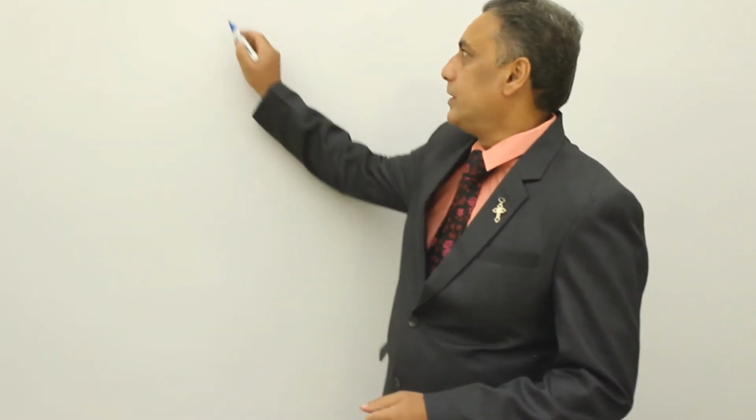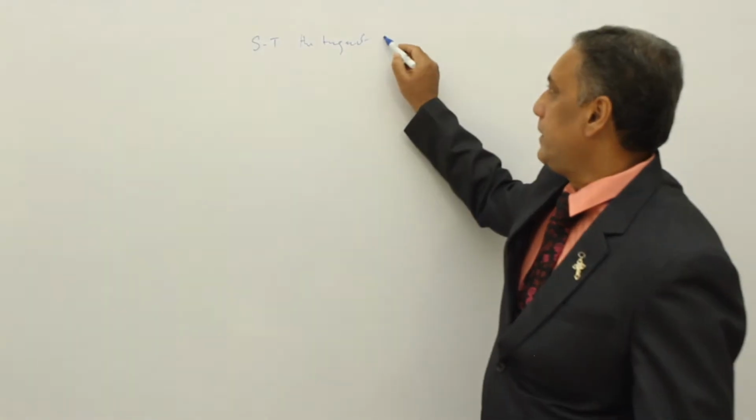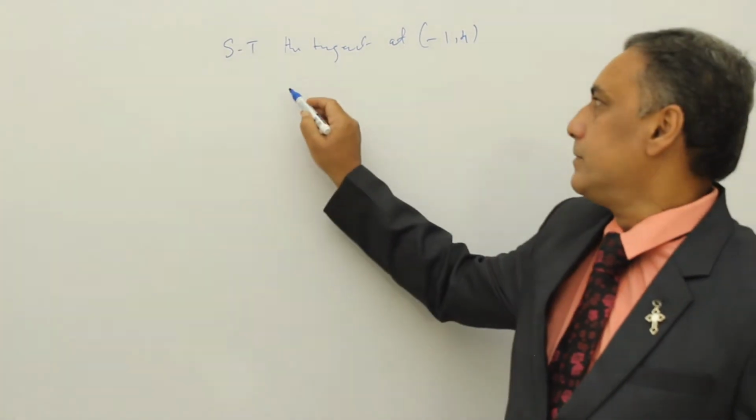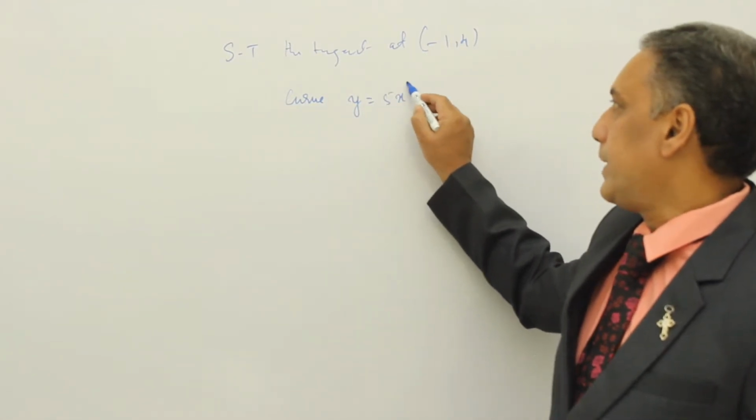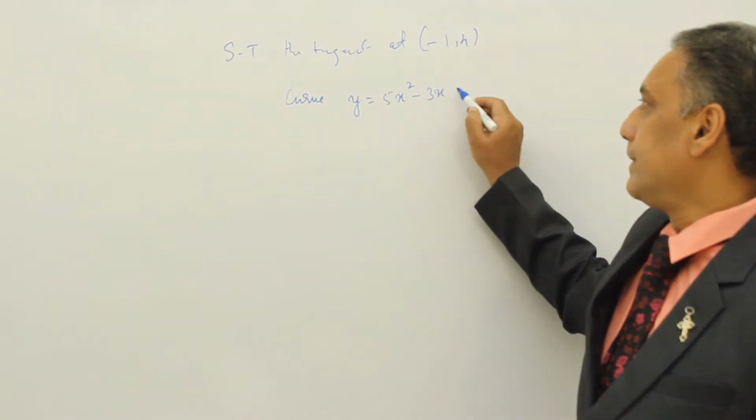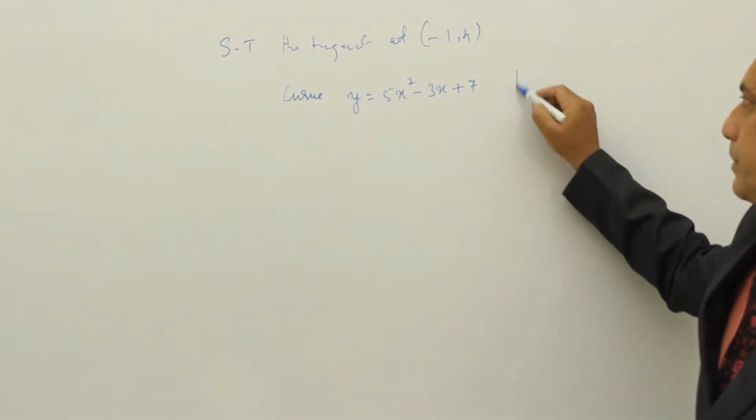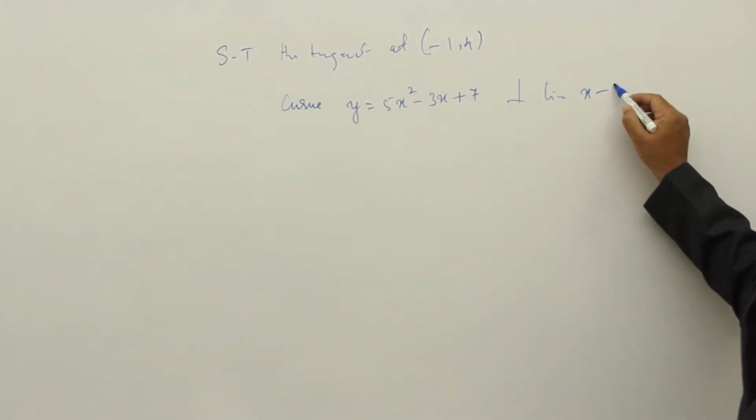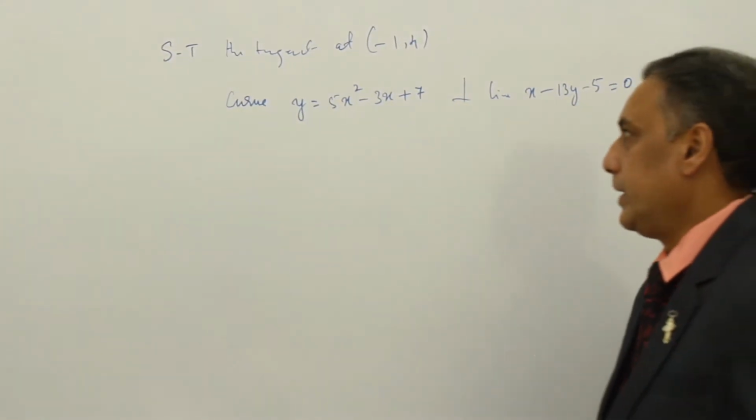Example 4, one of you call out the question. Show that the tangent at minus 1 comma 4 on the curve y equal to 5x square minus 3x plus 7 is perpendicular to the line x minus 13y minus 5 equals 0.